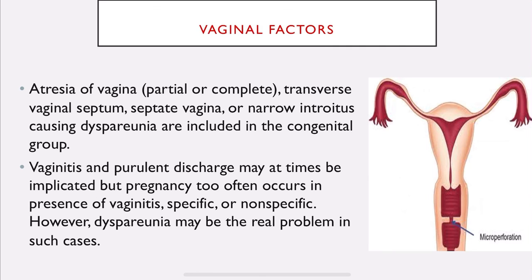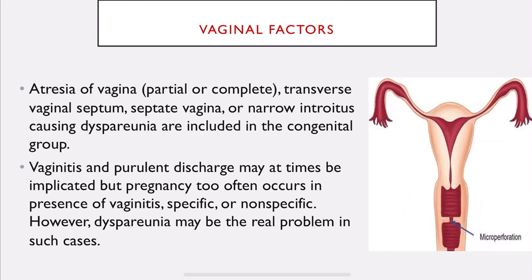Vaginitis or purulent discharge may at times be implicated, but pregnancy too often occurs in the presence of vaginitis. So guys, in women who are suffering from vaginitis and have a purulent discharge, fertility is still possible. They can still become pregnant in the presence of vaginitis. It could be specific or non-specific. However, dyspareunia may be the real problem in such cases.